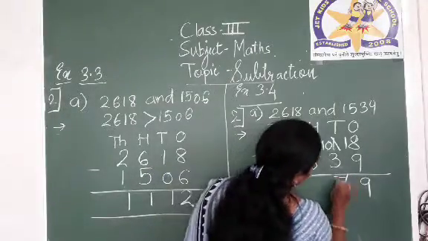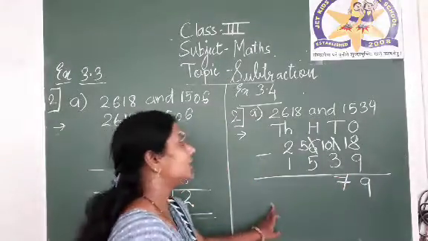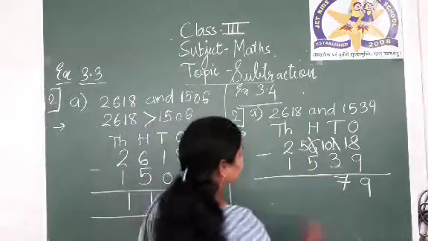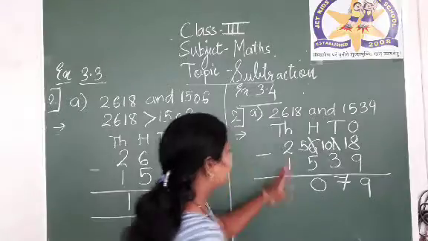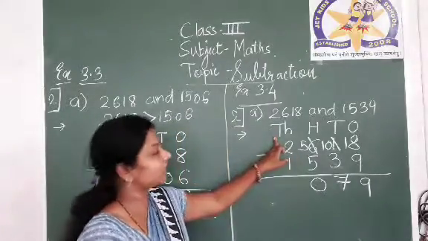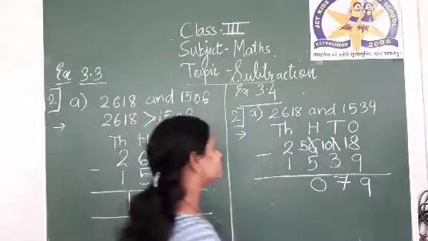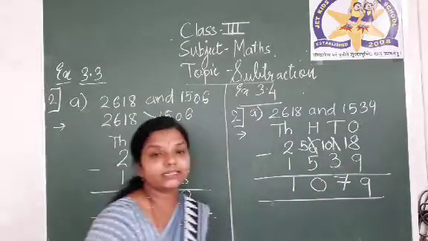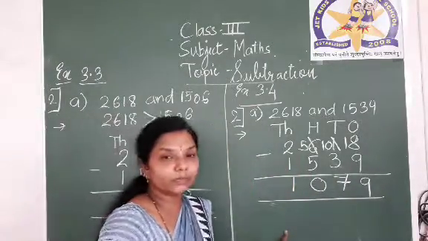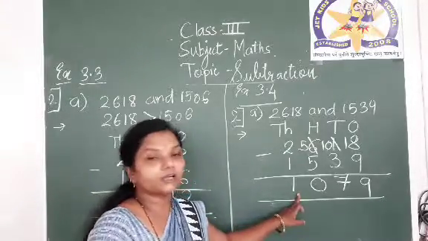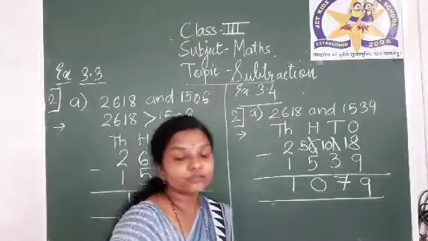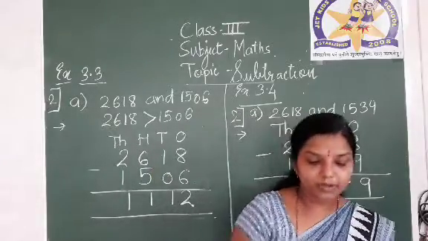It is 7. Now subtract the hundreds. 5 minus 5. 0. Now subtract the thousands. 2 minus 1 is 1. So what is the answer that we got after subtracting both the numbers? It is 1079. So students, you have to subtract the numbers in this manner when they are asking you to write in columns and find the difference.